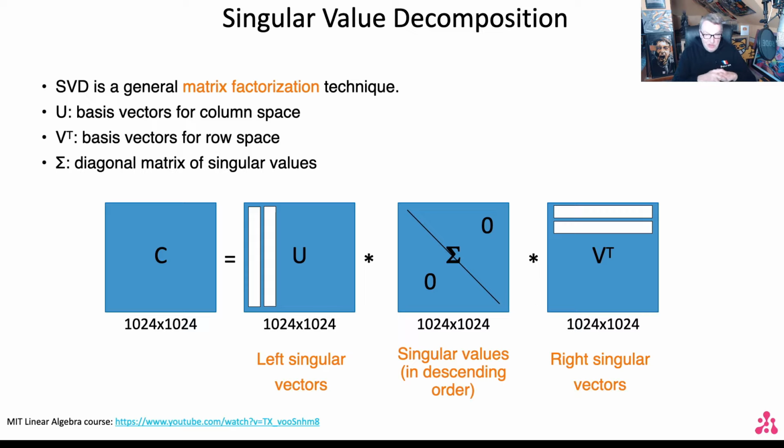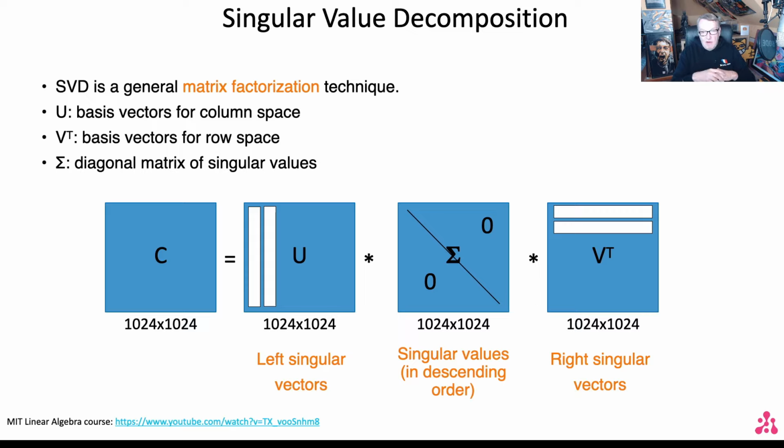Two of those matrices represent vectors, right? So U represents the basis vectors for column space. Basically the vectors of U are a basis for column space, and the vectors of V are a basis for row space. Okay, so dimensions in column space, dimensions in row space.